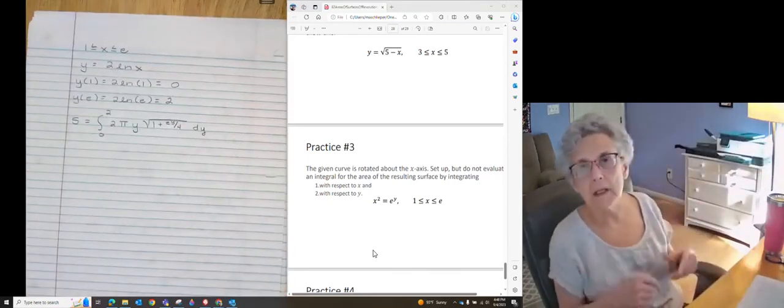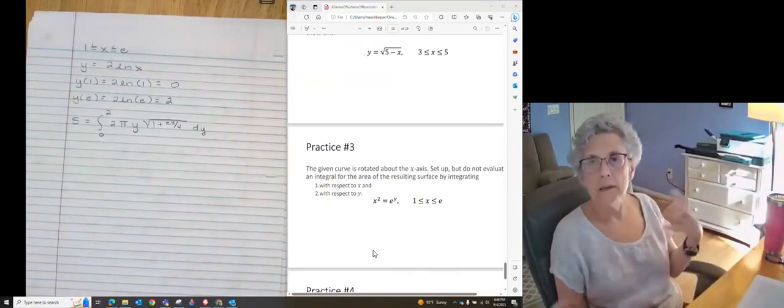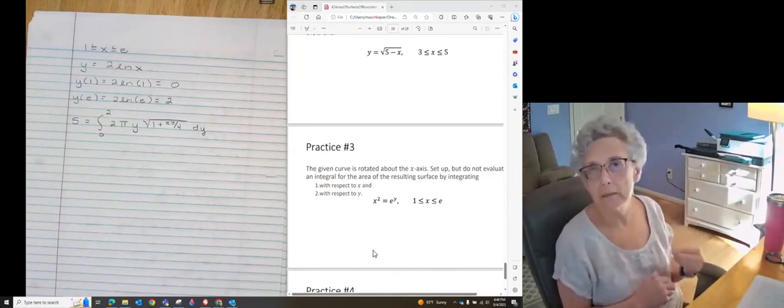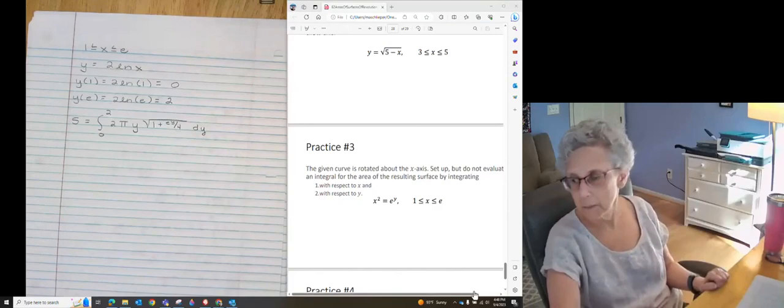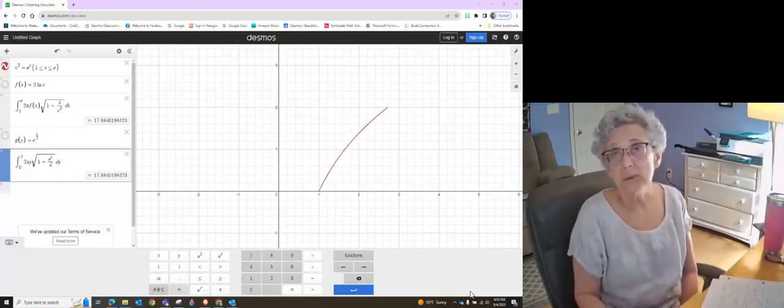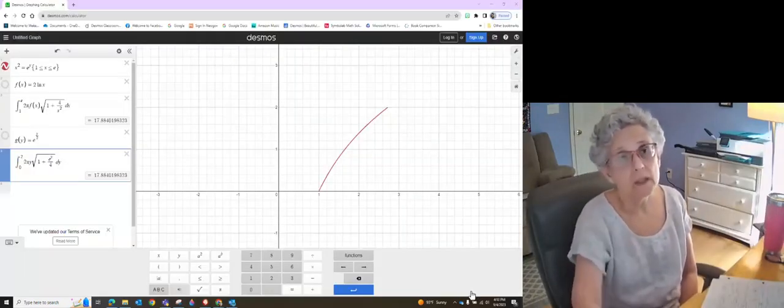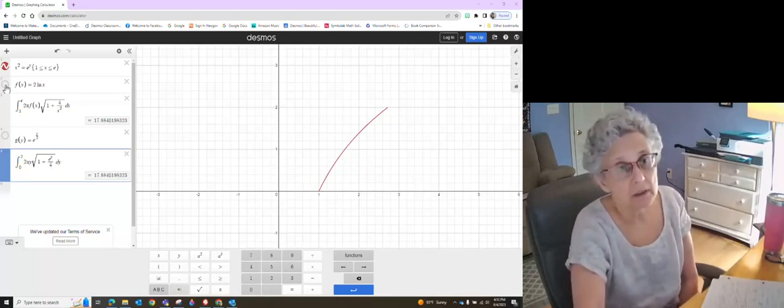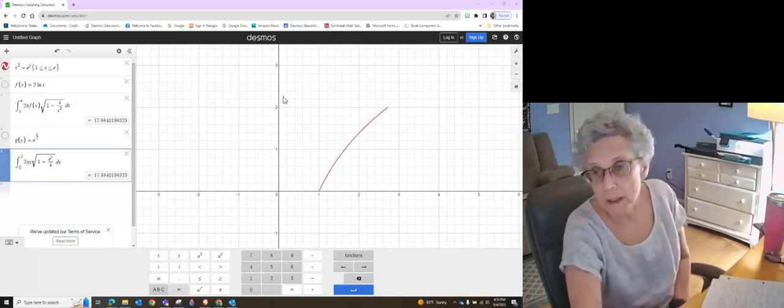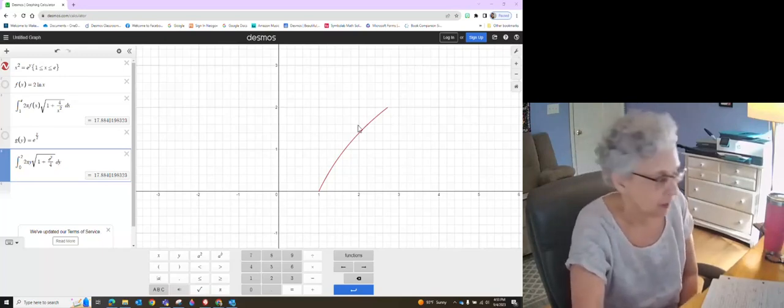Now, I'm going to take a minute, plug this into Desmos, and then plug it into Symbolab and make sure I get the same answer. Feeling pretty good about myself right now. So first thing I did was I plugged in my function that I was given, x squared equals e to the y from 1 to e, to see what it looked like.